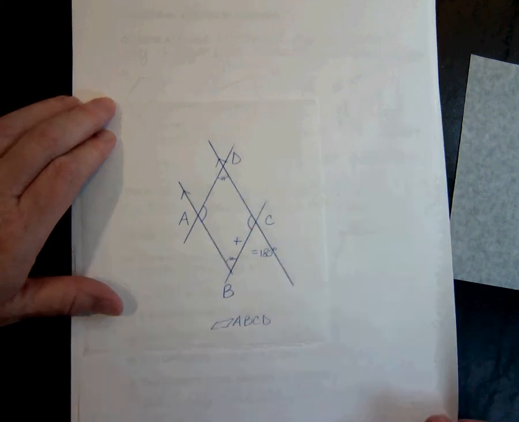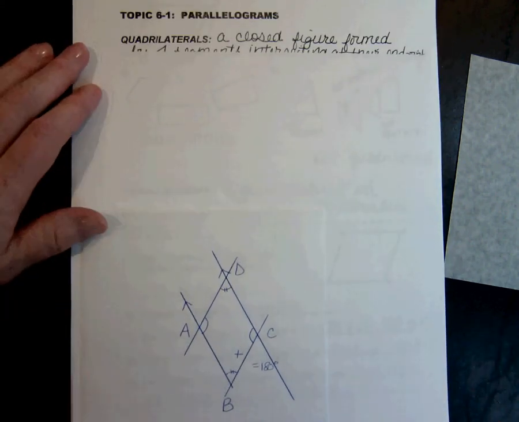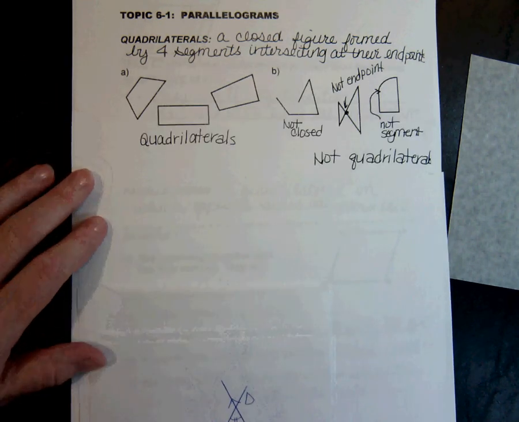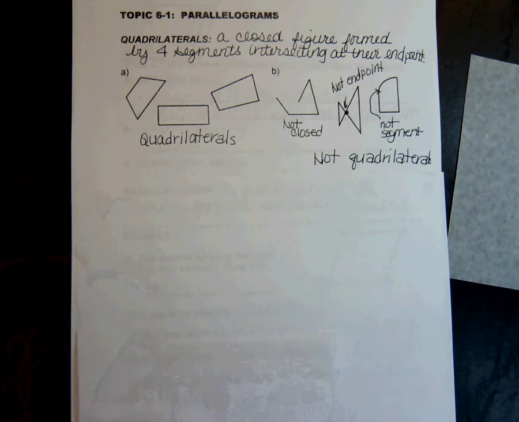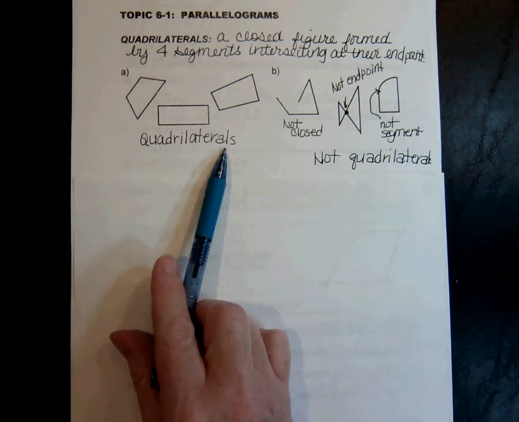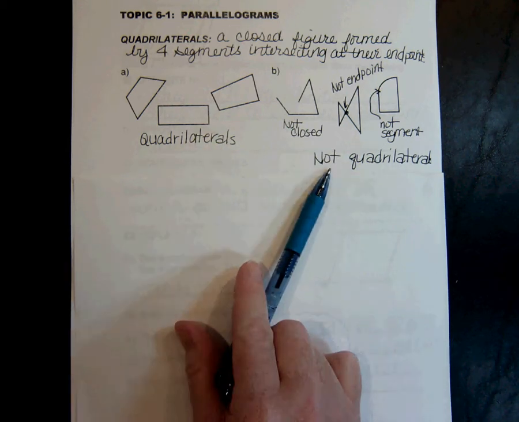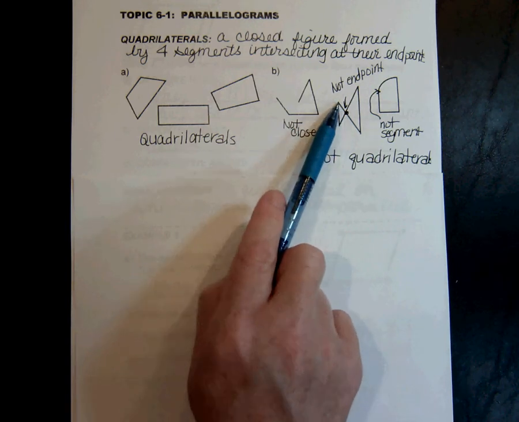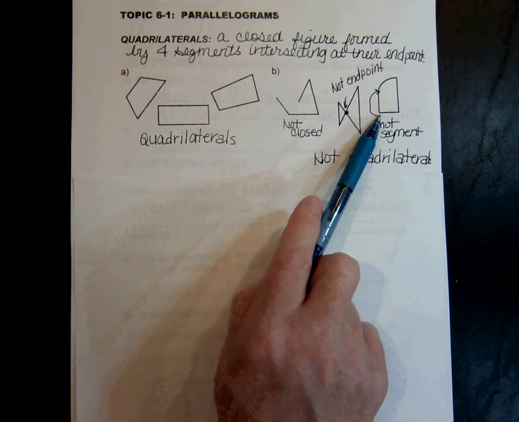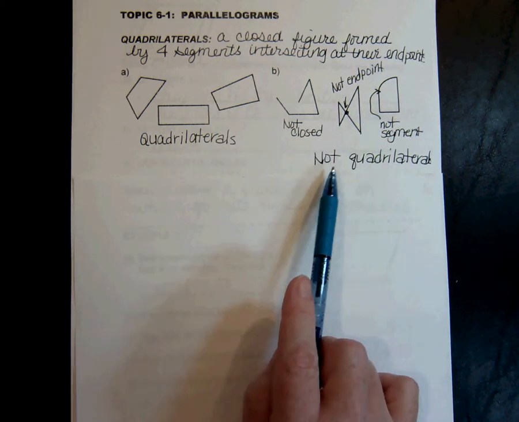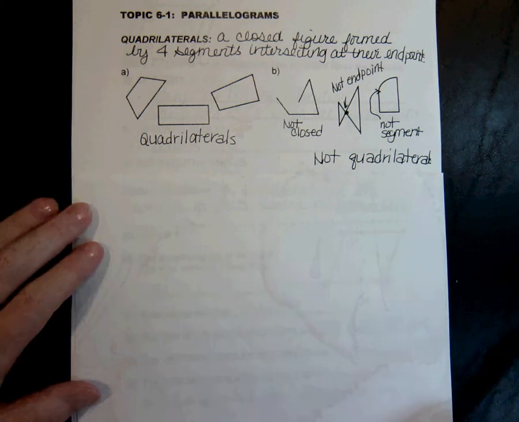Okay, let's go on to some other attributes of parallelograms with your topic page. Let's fill in the definition. A quadrilateral is a closed figure formed by 4 segments intersecting at their endpoints. So notice the first example, write the word quadrilaterals. These are not quadrilaterals. These are not endpoints, because that has two, if I label this and this, that's in the middle. We have no curves in quadrilaterals. So all 3 of those figures in example B are not quadrilaterals.